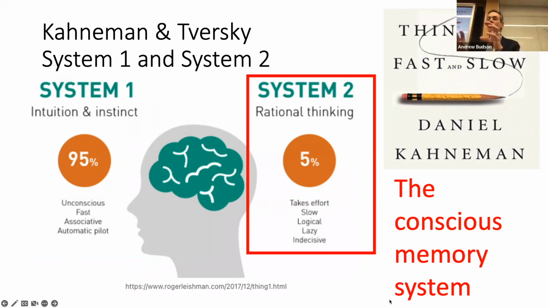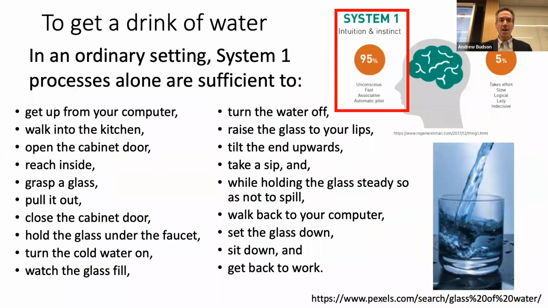It's the same thing. So I've already previously equated consciousness with this explicit memory system. Now we're also adding the System 2 by Kahneman and Tversky onto this. So let's say that you want to go and get a drink of water. I would argue that if you are just simply engaged in working on your computer, you decide you want to get a drink of water, all the steps involved in getting that drink of water can be done unconsciously.